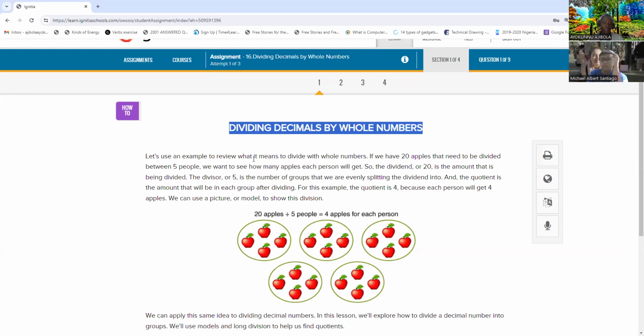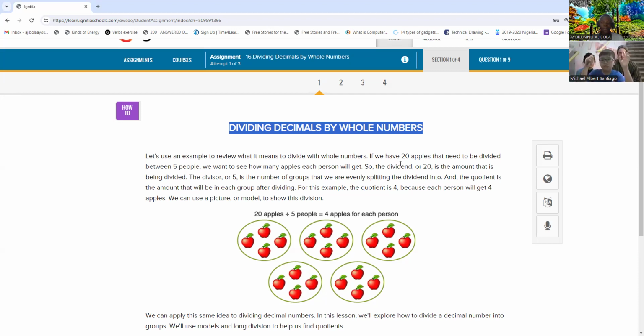Let us use an example to review what it means to divide with whole numbers. If we have 20 apples that need to be divided between 5 people, we want to see how many apples each person will get. Let us say Mickey and his 4 friends, they are 5, right?